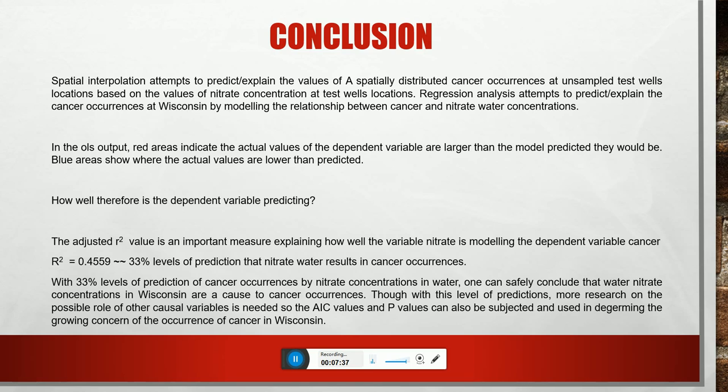So it would be good to further carry out analysis using different causal variables such that we can have a comparative analysis of the AIC values and P values, which are also used in determining the growing concern of occurrence of cancer within the state of Wisconsin. So conclusively, this project can conclude with the 33% level of significance that nitrate concentrations at test well locations are a big contribution to cancer occurrences within the state of Wisconsin.